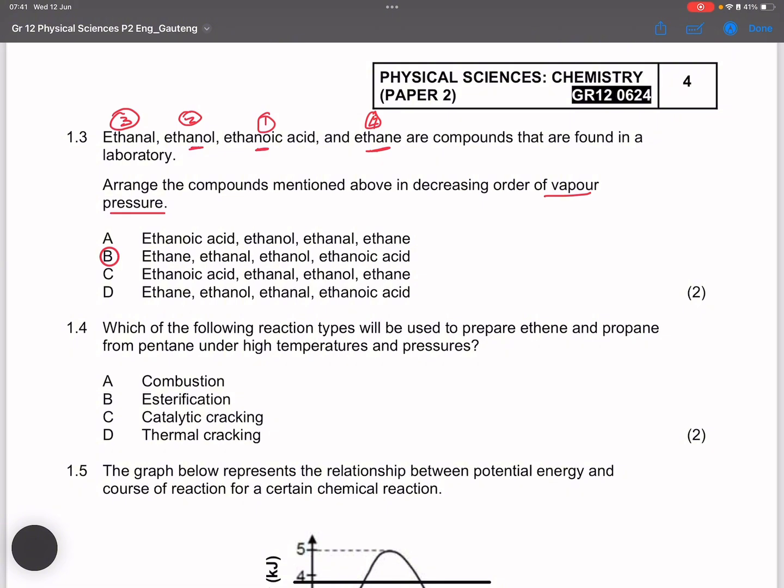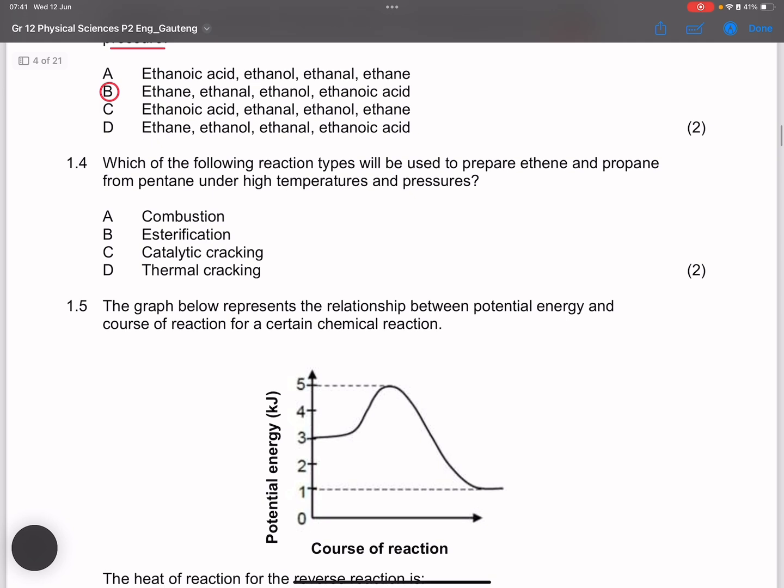All right. So in this case, we are going to go to the next one. They say which of the following reaction types will be used to prepare ethene and propane from pentane under high temperature and pressure. So remember, in this case, we are taking a large molecule and breaking it down into smaller molecules, and definitely that would be cracking. However, because we're using high temperature and pressure, this is thermal cracking. Okay, so next one.